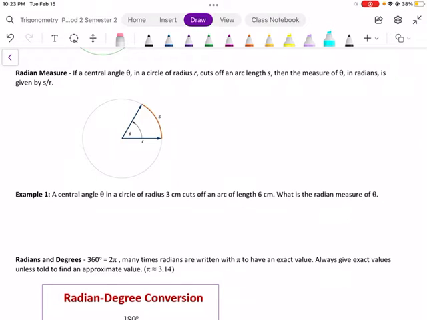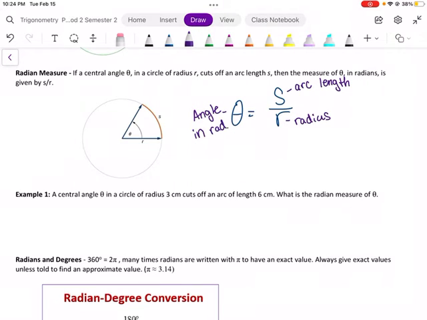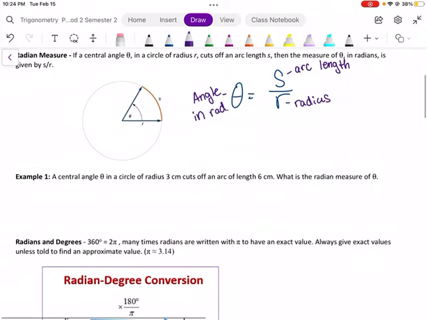Radian measure: if a central angle is theta in a circle of radius r, it's cut off by an arc length s, then the measure of theta in radians is given by s over r. In this, s represents the arc length, r represents the radius, and theta represents the angle in radians. RAD stands for radians. We're going to use this formula to find missing pieces.